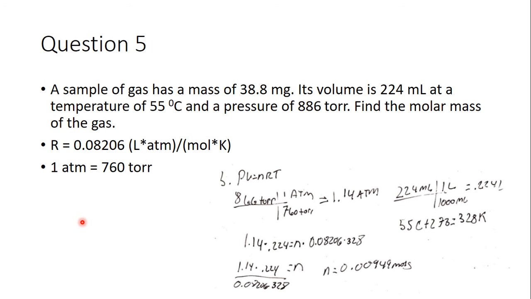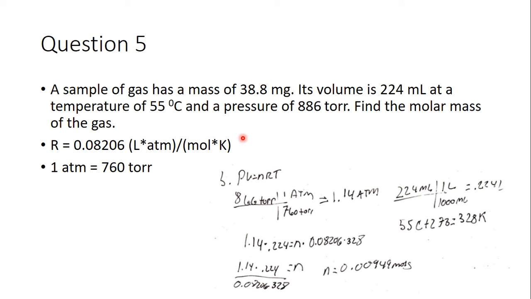Question 5. So I have a sample of gas that has a mass of 38.8 milligrams, volume 224 milliliters, temperature 55 Celsius, pressure 886 torr. What's the molar mass? So remember, molar mass is grams per mole. I'm given grams, I'm given a volume, I'm given a temperature, I'm given a pressure, so that's P, T, V, R is given. Now I can solve for n. Once I get the number of moles, I take my weight divided by number of moles, that's molar mass.